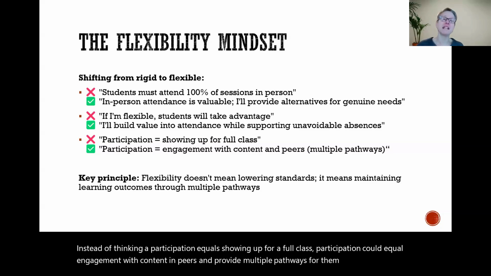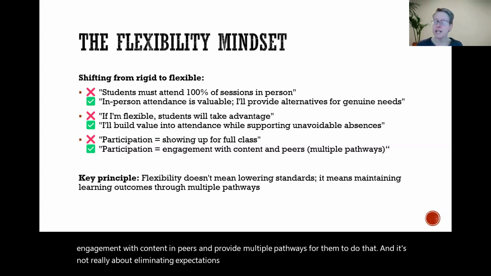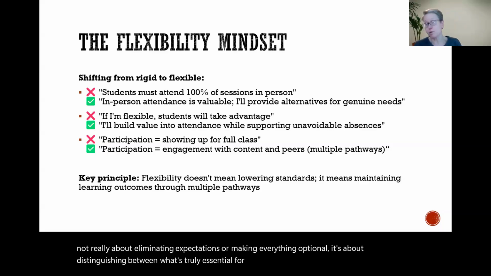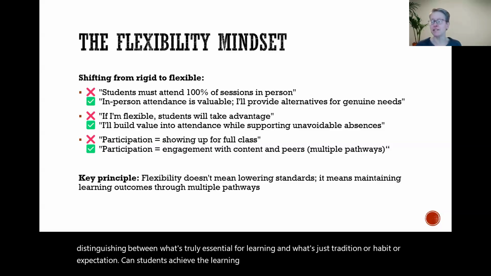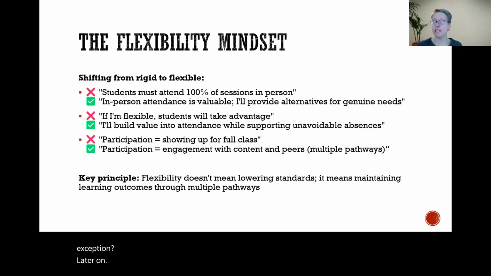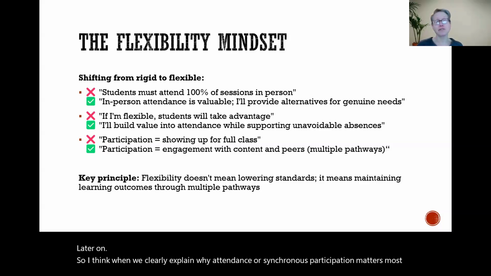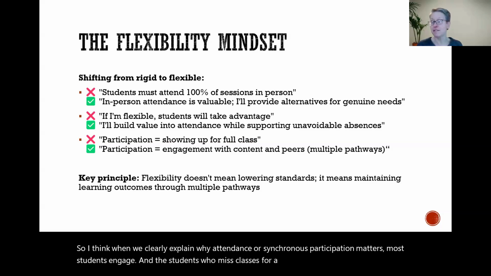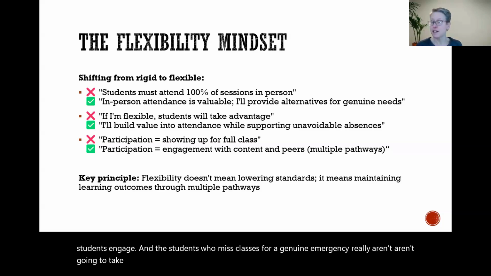And it's not really about eliminating expectations or making everything optional. It's about distinguishing between what's truly essential for learning and what's just tradition or habit or expectation. Can students achieve the learning objectives through alternative means? And if they can, why not try to build that in from the start rather than handling it as an individual exception later on? So I think when we clearly explain why attendance or synchronous participation matters, most students engage. And the students who miss classes for a genuine emergency really aren't going to take advantage and abuse a flexible policy. They're going to be grateful and more engaged when they return.